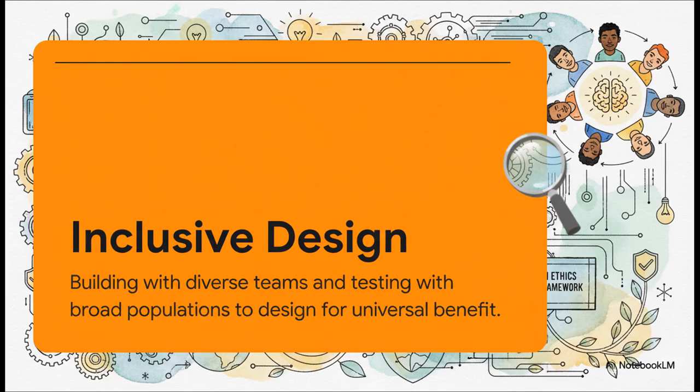A huge part of that blueprint is something called inclusive design. Now, this isn't about designing for some imaginary average user. In fact, it's the exact opposite. It's about intentionally bringing diverse voices to the table, testing your creation with people from all kinds of backgrounds, with different abilities, to make sure the AI doesn't just work for one tiny slice of the population, but for everyone. This is how you find your blind spots before they cause real problems.